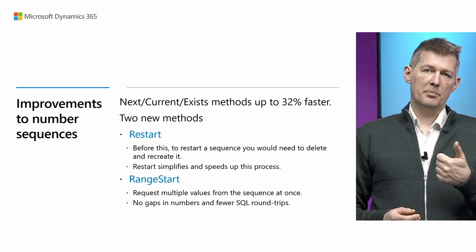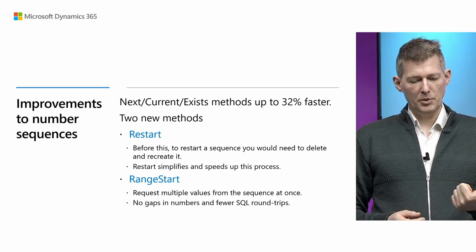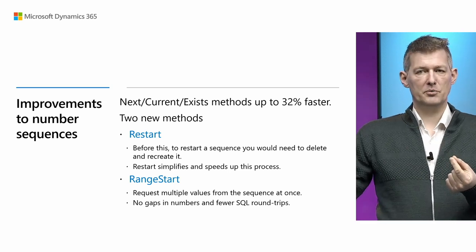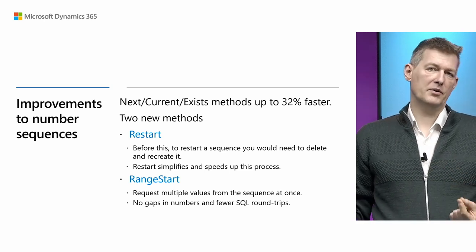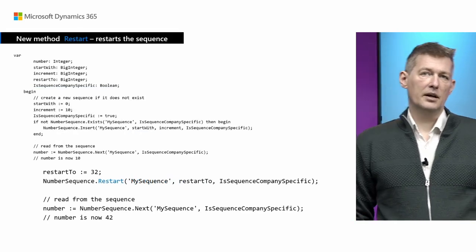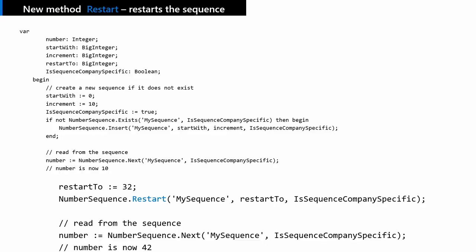One, the ability to restart a number sequence, and two, the ability to get multiple numbers without having to call SQL every single time. So the way they work is for restart. Before this, you would have to drop the sequence, create a new one. With the new restart method, you can simply, as the code example here states, restart to a particular number, and then you start picking numbers from there.